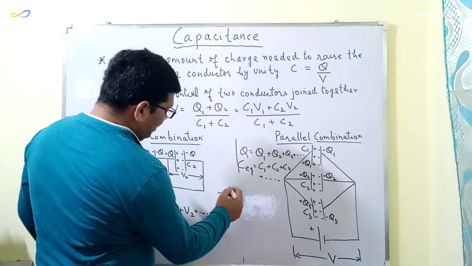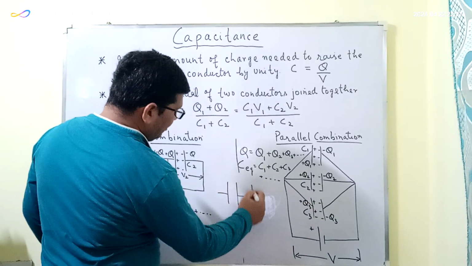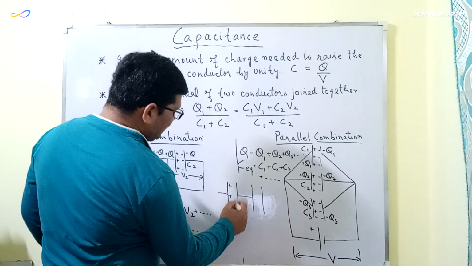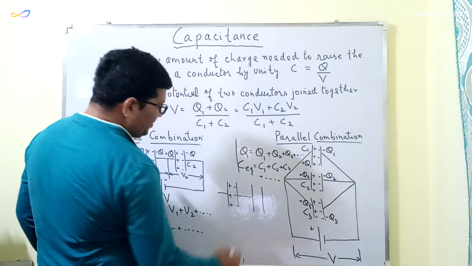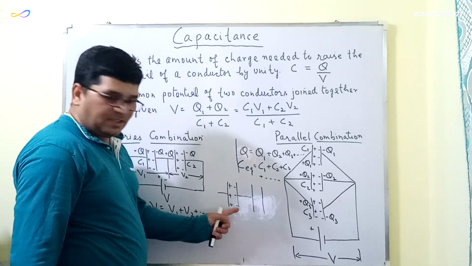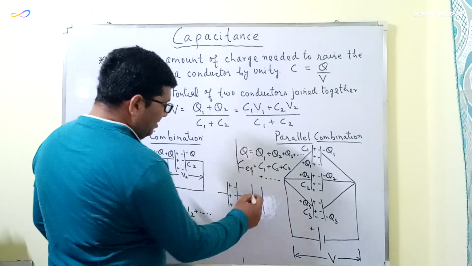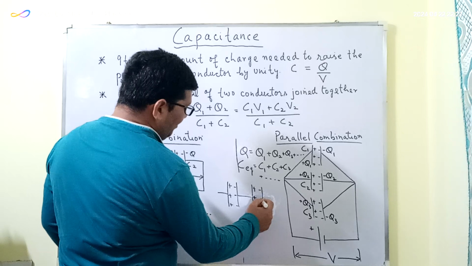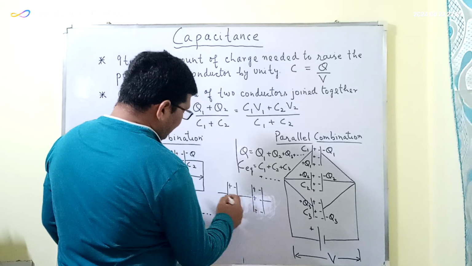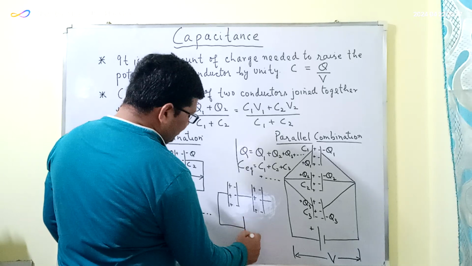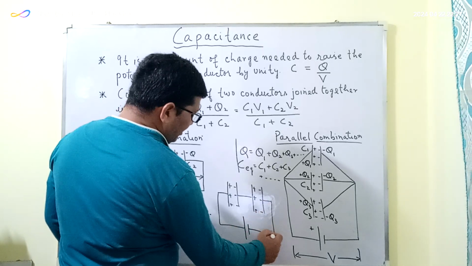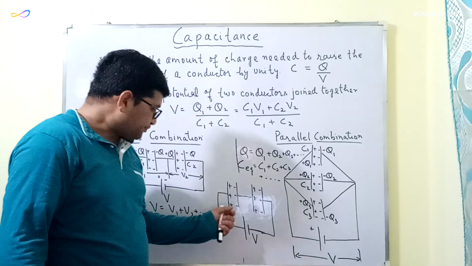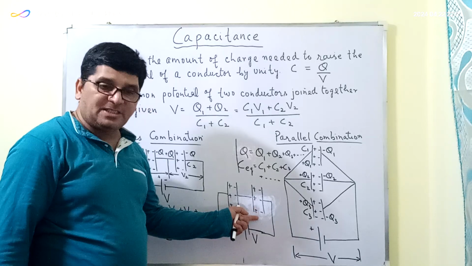This is one capacitor, and this is another capacitor. These are the two plates of the capacitor. One plate has positive charge, and the other plate has negative charge. So this is another capacitor, and one plate has positive charge, the other plate has negative charge, like this. Now these two capacitors are connected to an external voltage source, which can be a battery. Here these two capacitors are connected in series.